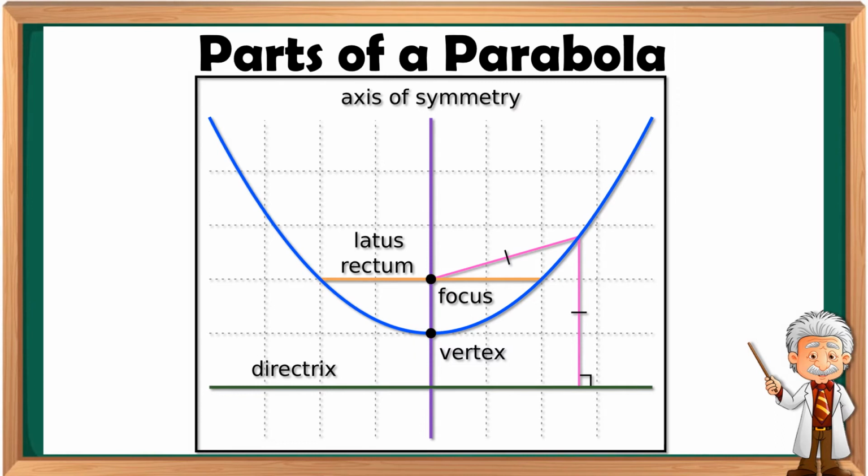Now let's have the parts of a parabola. We have the vertex, the focus, the directrix, the latus rectum, and the axis of symmetry. Later on, we are going to discuss all of it.